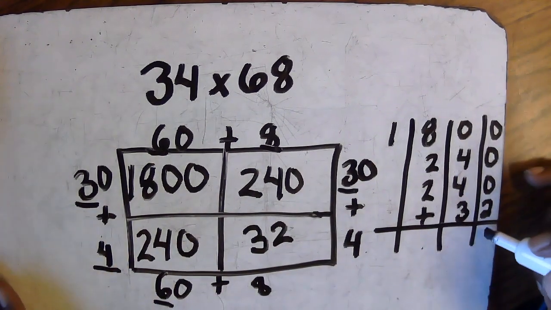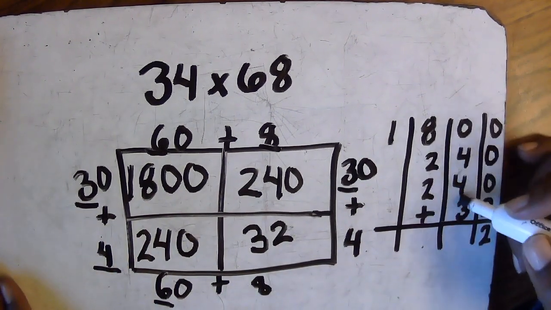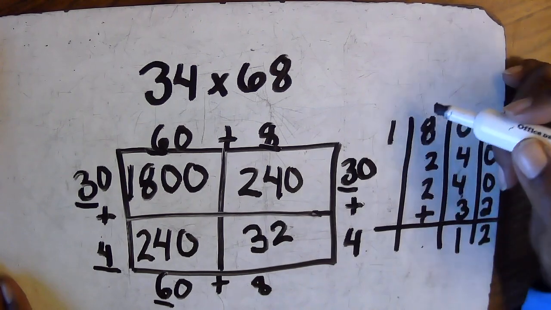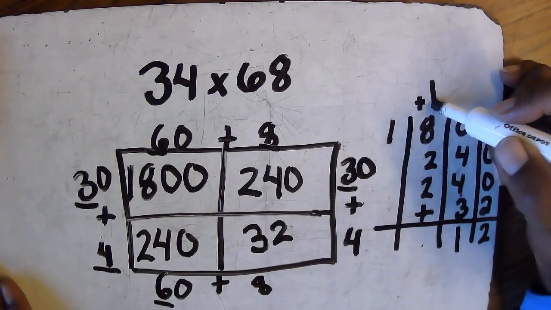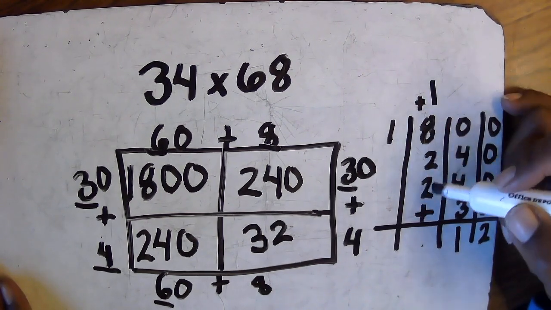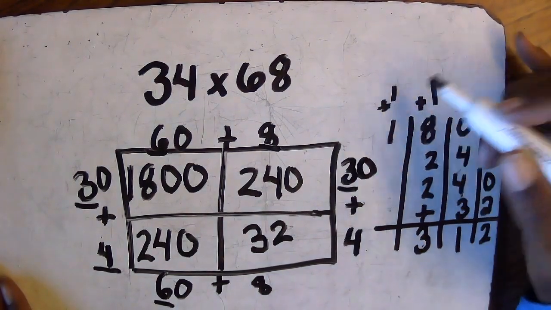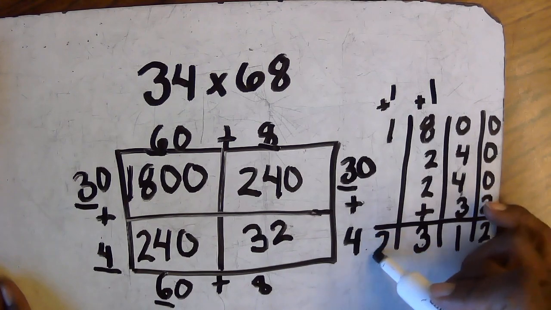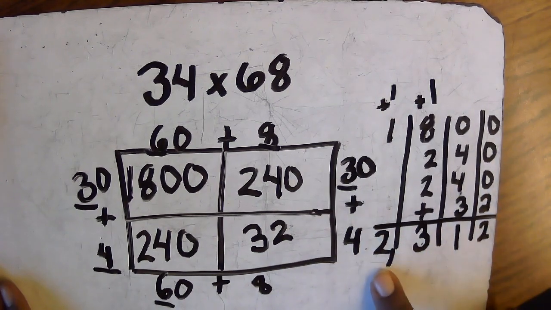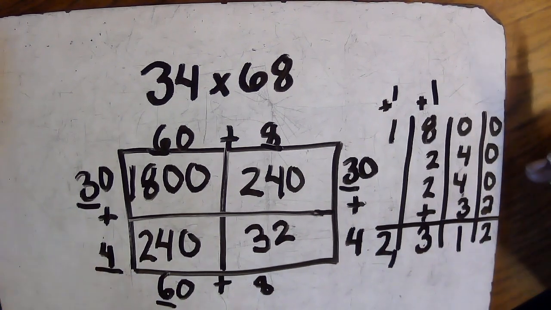The ones column I have a 2. 8 plus 3 is 11. 1, put my plus 1 so I remember to add it. 8 plus 2 is 10. 10 plus 3 is 13. Plus 1. 1 plus 1 is 2. So my answer is 2,312.